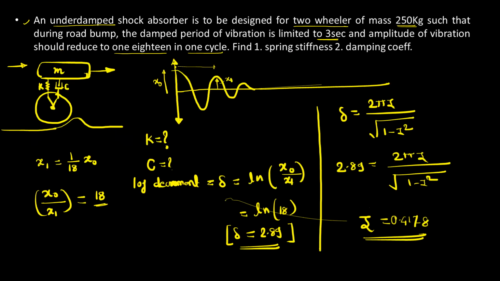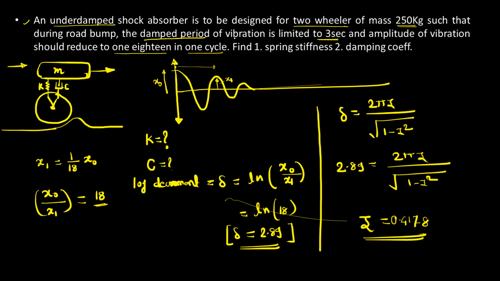So again, we can write this formula as C upon 2m into omega n, this is zeta. So C is equal to zeta into 2m into omega n. For that, we should find out the omega n value, but omega n is not given in the problem. So what else is given? The damped time period is given.